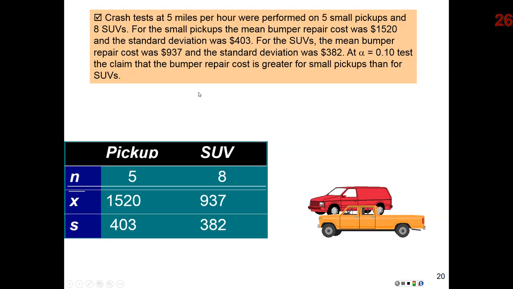Crash tests at 5 miles per hour were performed on 5 small pickups and 8 SUVs. For the small pickups, the mean bumper repair cost was $1,520, and the standard deviation was 403. For the SUV, the mean bumper repair cost was $937, and the standard deviation was 382. At an alpha of 10%, test the claim that the bumper repair cost is greater for small pickups than for SUVs. So how would I write the null and alternative hypothesis?